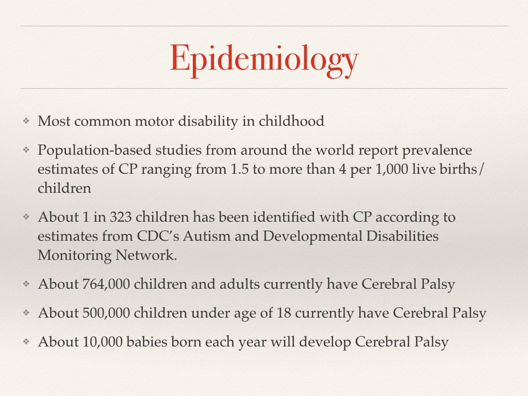About 1 in 323 children has been identified with CP according to estimates from the CDC's Autism and Developmental Disabilities Monitoring Network. About 764,000 children and adults currently have cerebral palsy. About 500,000 children under the age of 18 currently have cerebral palsy, and about 10,000 babies born each year will end up developing cerebral palsy.